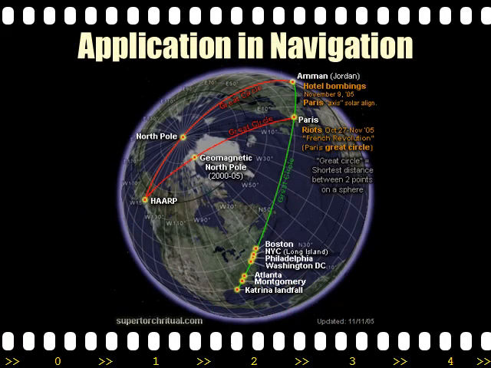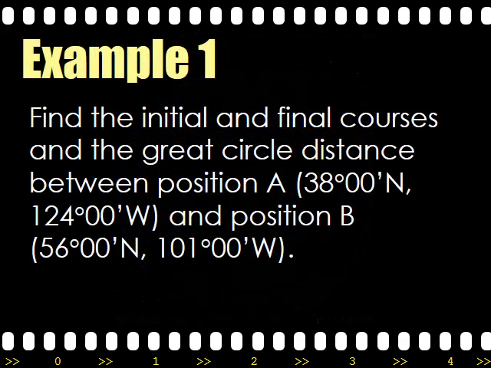Okay, so now how do we use these equations in a problem? Madali lang to kasi since meron na siyang standard formula, mostly ang gagawin nyo na lang talaga mag-substitute na lang ng values. So for example, find the initial and the final courses and the great circle distance between position A, which has the following coordinates: 38 degrees north, 124 degrees west, and position B, which is at 56 degrees north and 101 degrees west.